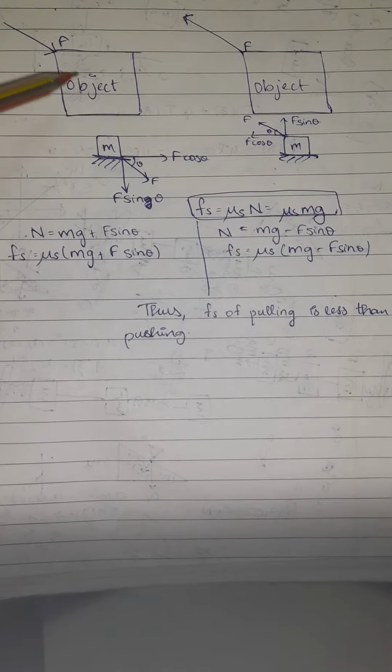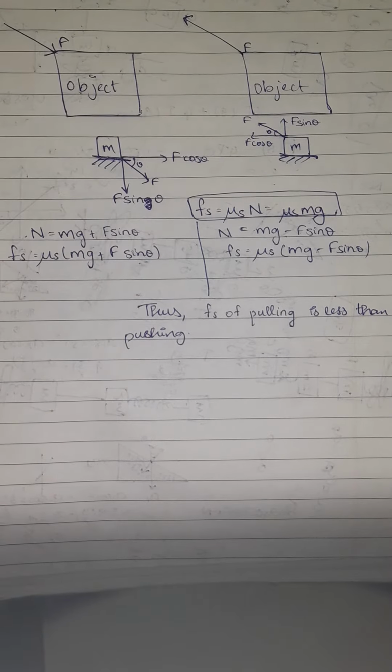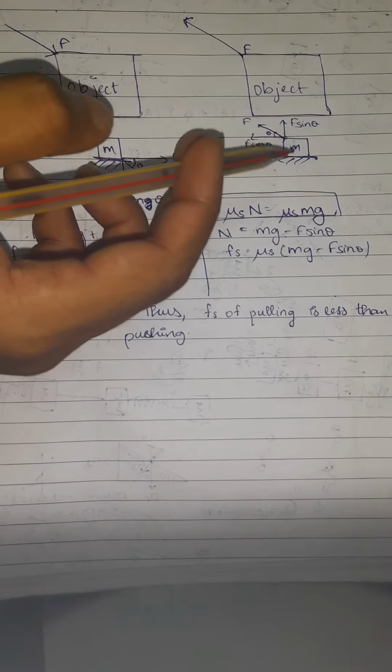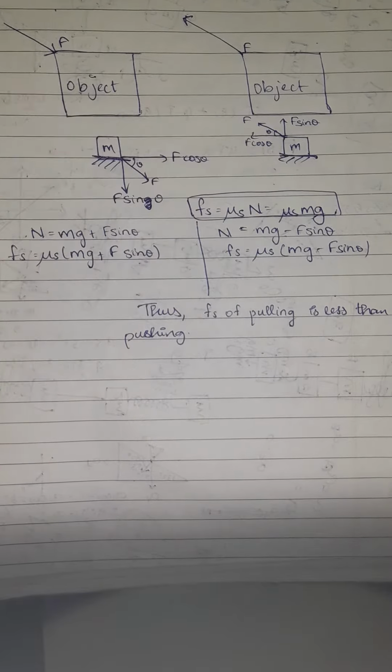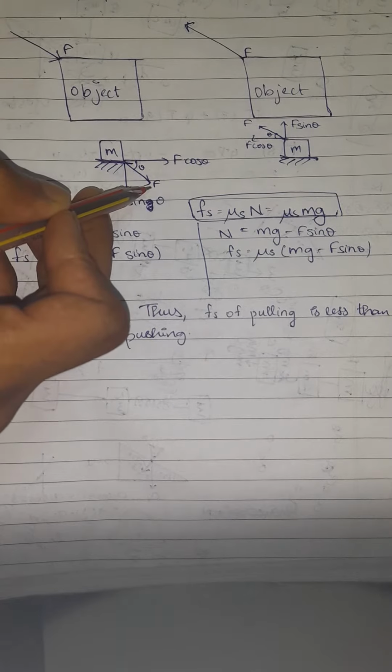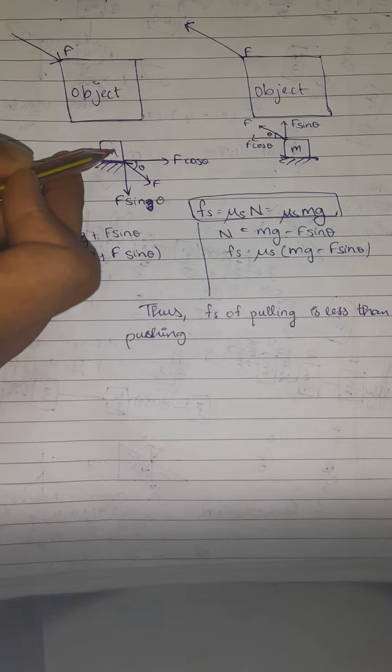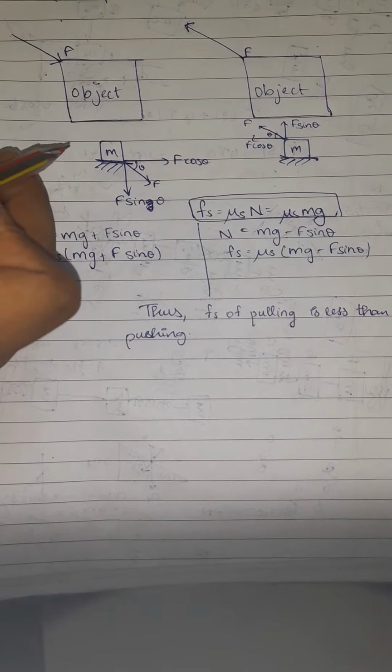Is it easier to push an object or pull an object? Let's find out. Let's assume a mass m being pushed with a force F and a mass m being pulled with a force F. On pushing, the force F has two components, F cos theta along the horizontal and F sin theta along the vertical, acting downwards towards the ground.